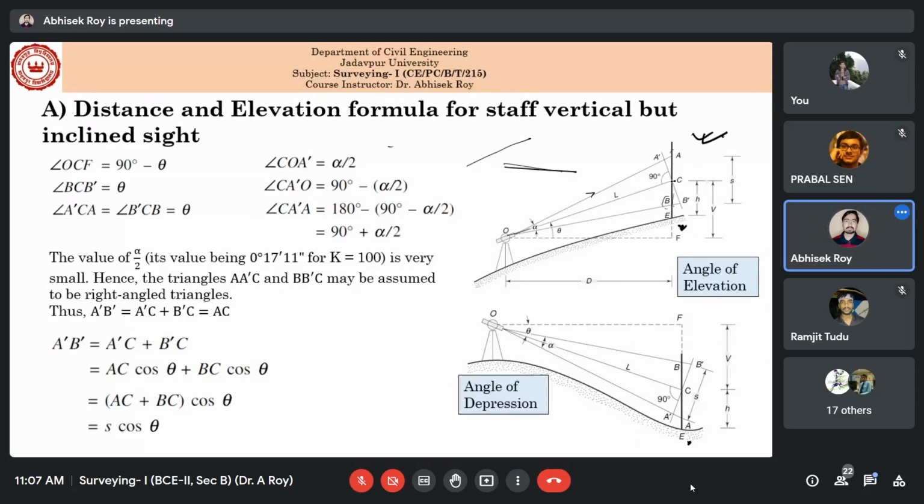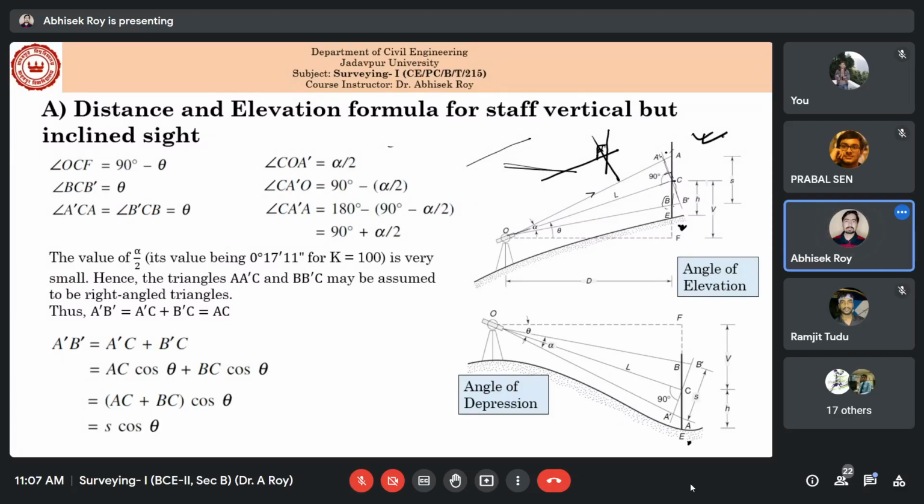Obviously, this ACB, the vertical staff, and this line, that means if you see ACB and this middle stadia reading, this angle is not 90 degree. So at 90 degree, if you draw a surface A dash B dash, then you can write A dash CO, this angle, as 90 degree, right?